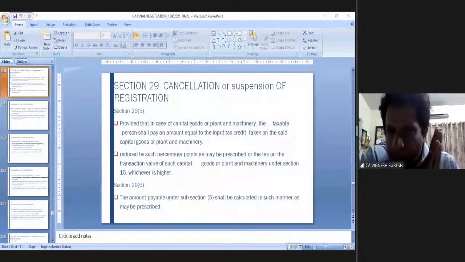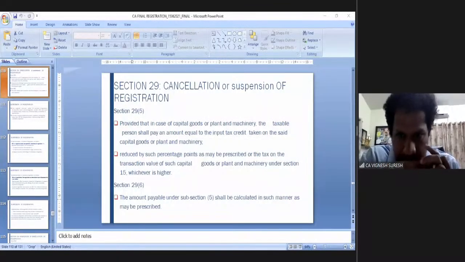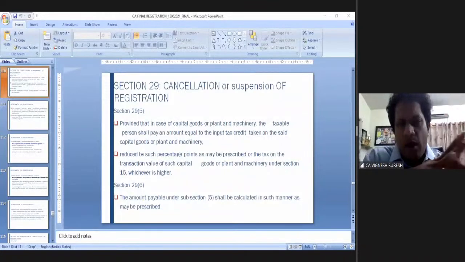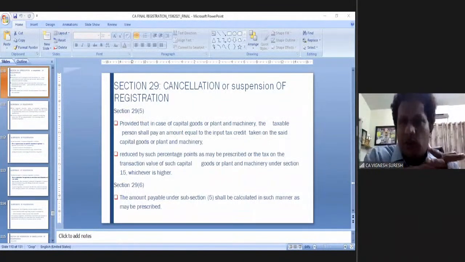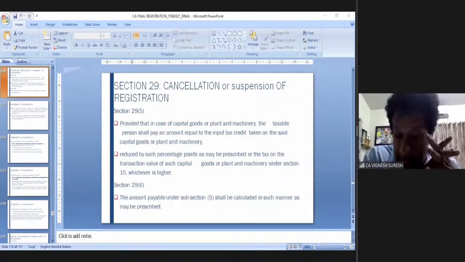Some queries. In case of voluntary registration, business not commenced within 6 months, but nil return is being filed from the date of registration, but it has not been cancelled by the proper authority. Then there is no problem. See, voluntary registration, if business has not commenced, means the person is not filing returns also. That is there.